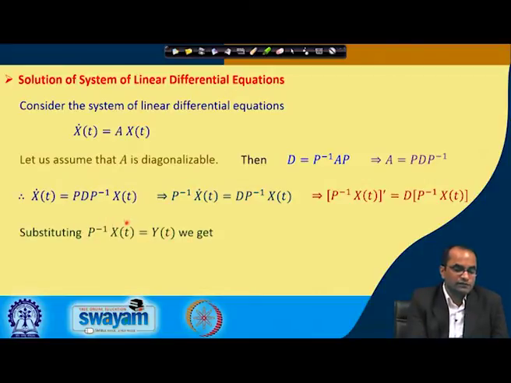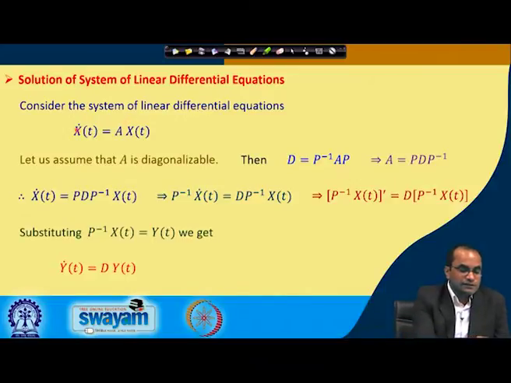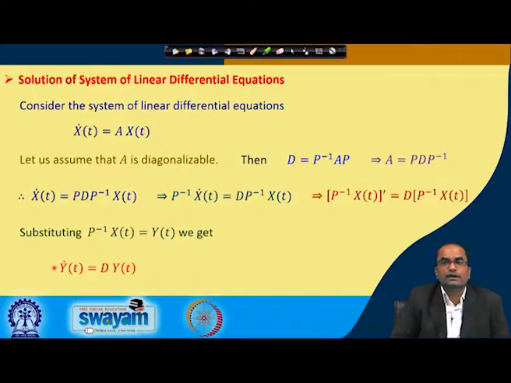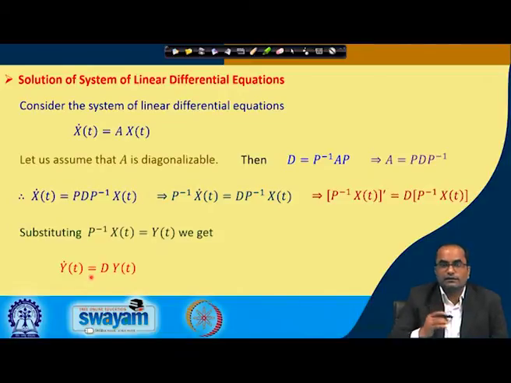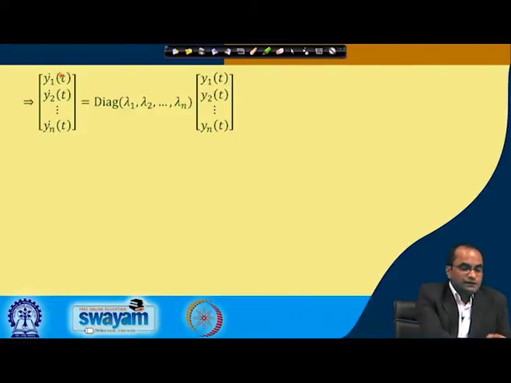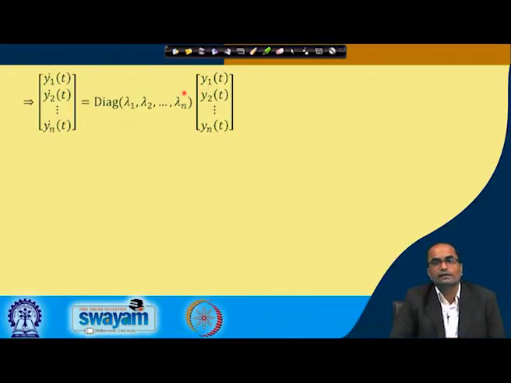Substituting P inverse x equal to y, a new variable, our system, which was x dot equals A x(t), is now reduced to y dot equals D y(t). What is the benefit of going from this system to this one? Notice that D has the eigenvalues as its diagonal entries. In the reduced system, we have the derivative terms, the diagonal matrix, and then the unknown y.